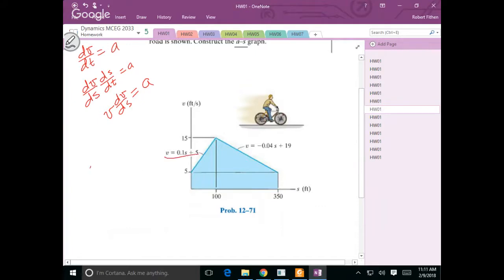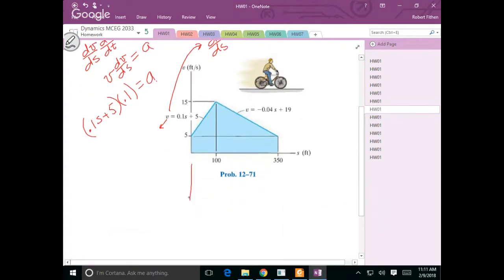You're supposed to take 0.1 s plus 5, and then put this in. I'll write it right here: dv/ds is equal to just 0.1. So you just get 0.1. That's acceleration. So now it's up to you. If you decide you wanted to, you could do that. And then you realize it's the same plot times the coefficient that sat there.